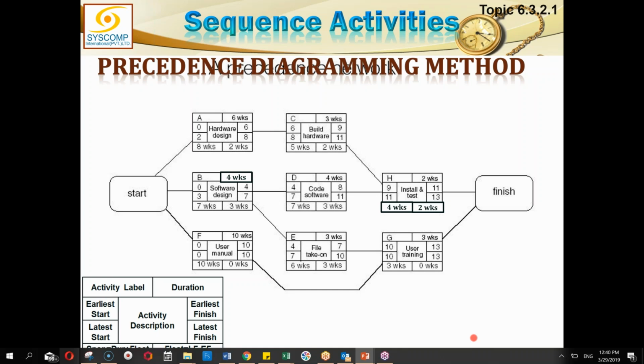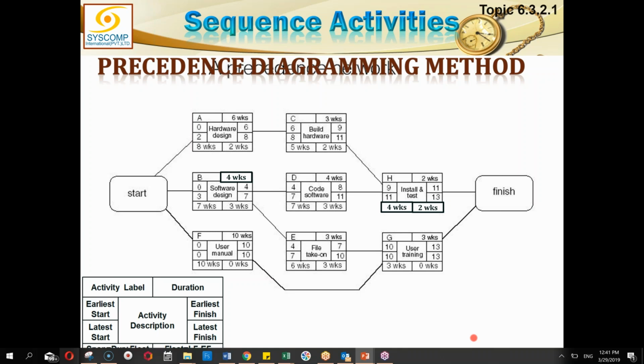Similarly, just look at H. The earliest date is 9 to 11 and the latest is 11 to 13. That means it is possible to do it in 9 to 11, 10 to 12, or 11 to 13. So this is the permissible limit in which we can roam around.